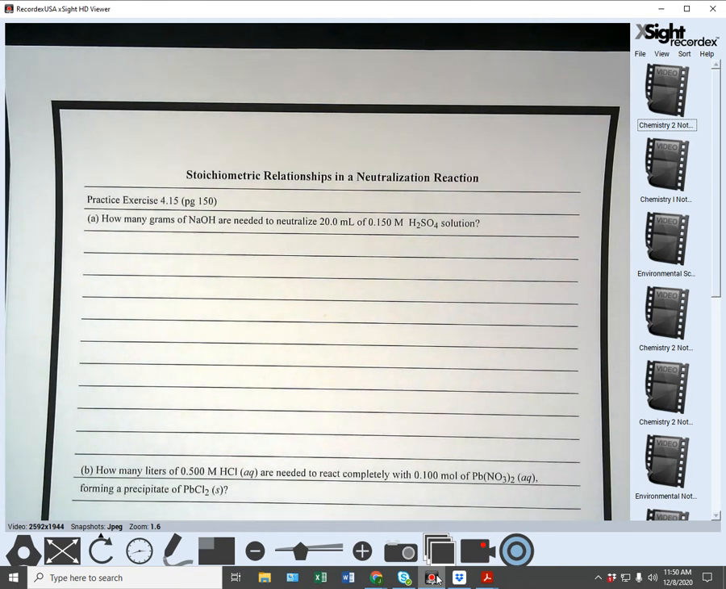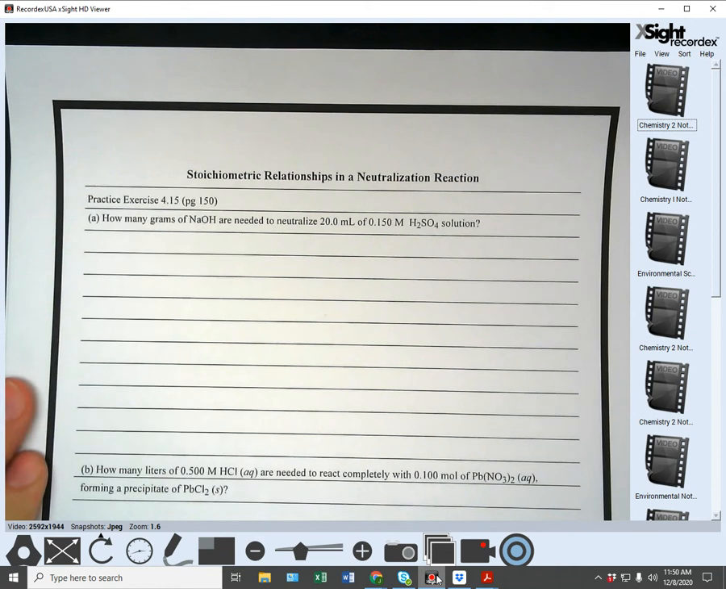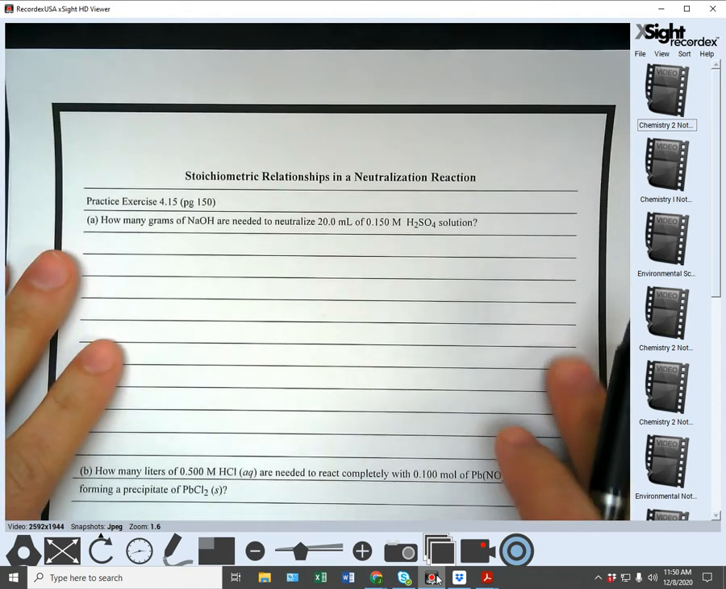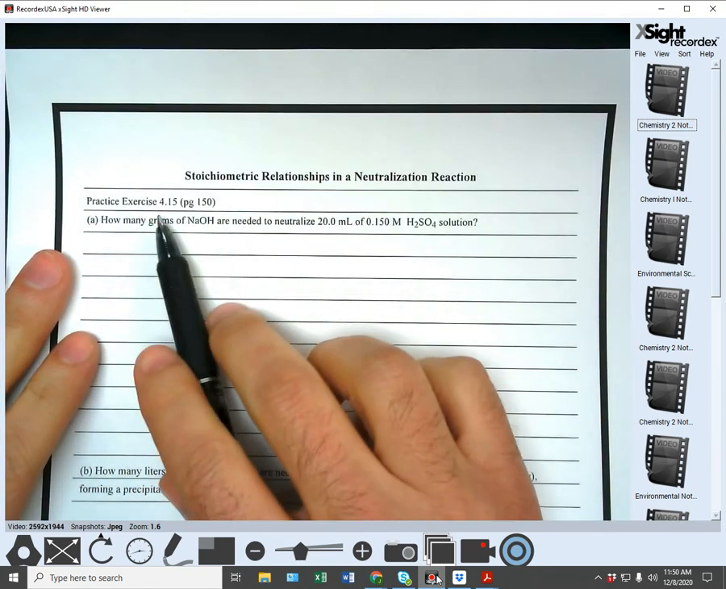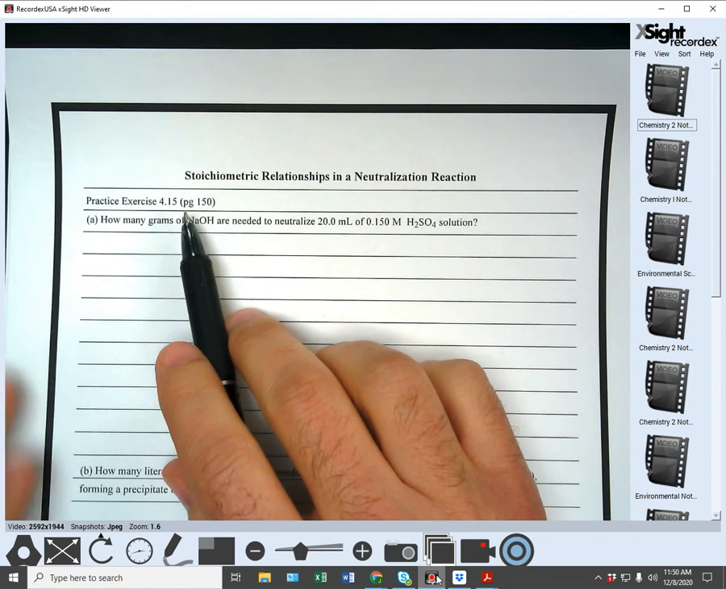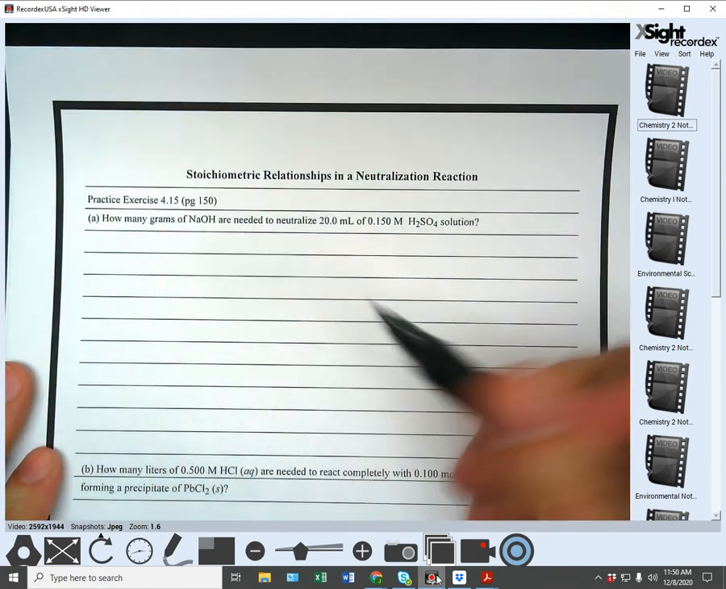All right. Hi, guys. So the first example problem here that I'm going to run through is just using some of the stoichiometry relationships with a neutralization reaction. This is practice exercise 4.15 from page 150 in your book.